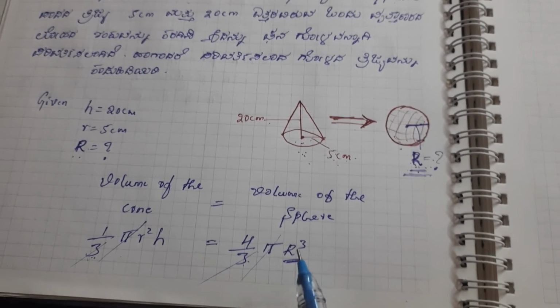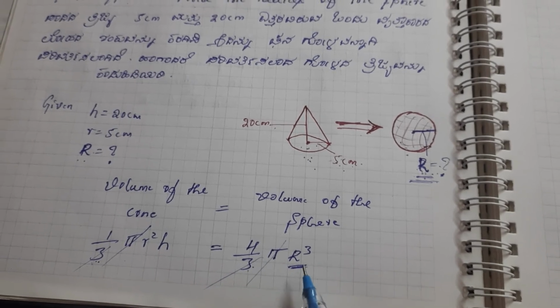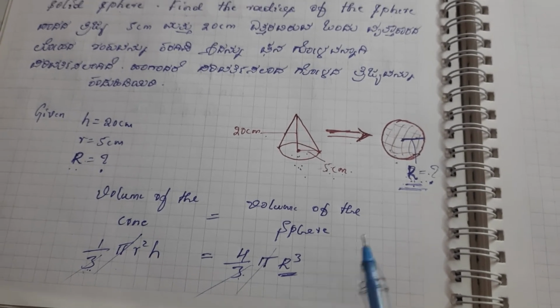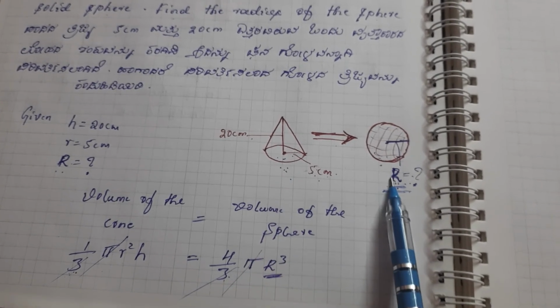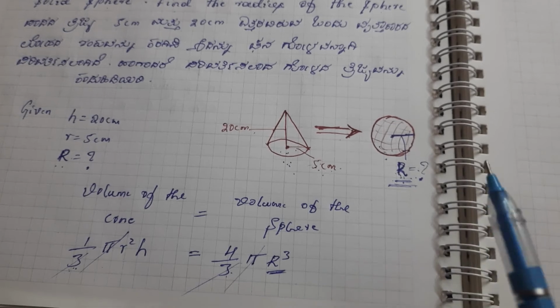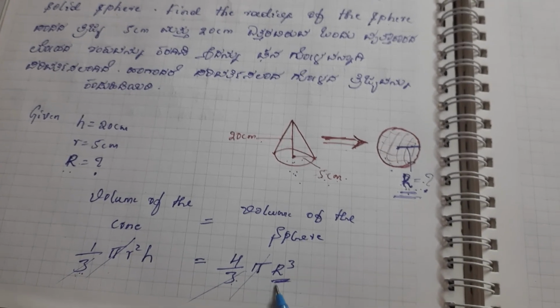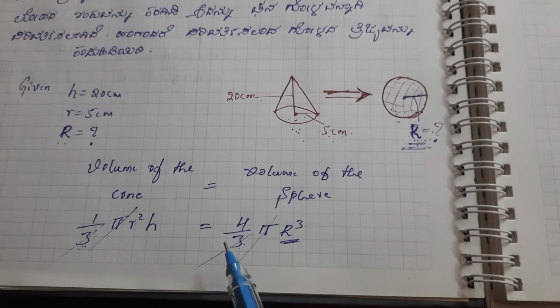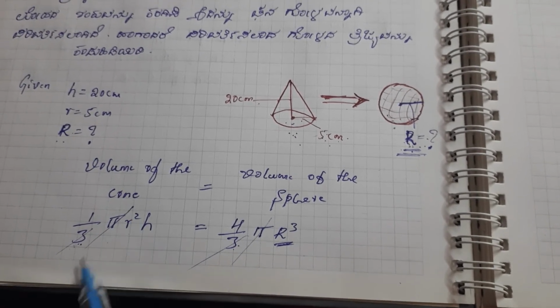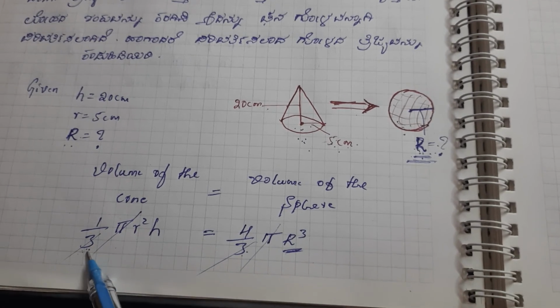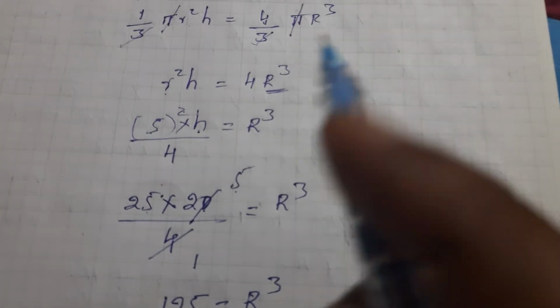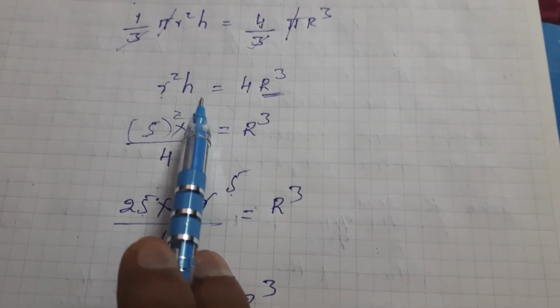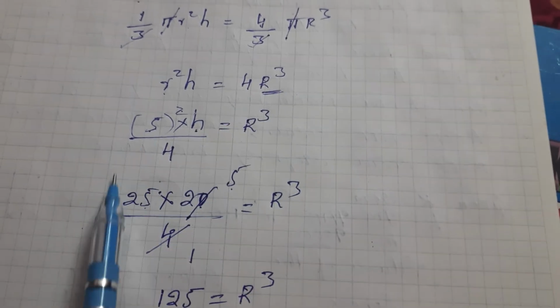Remember this, any one of the radius you will take as capital R, because when we are converting one solid into the another solid, the radius will be changed, it may change, that is why we have taken here capital R. And cancel out whatever, pi and 3 get cancelled, and write the remaining things. R square h is equal to 4 r cube, and substitute the values.